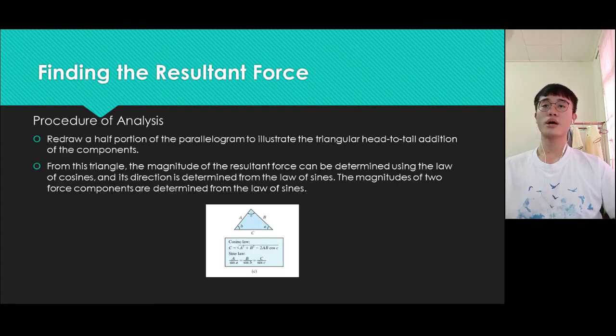Now, I will show you how to find the resultant force. To find the resultant force, we will stick to these two procedures. The first one, we draw a half portion of the parallelogram to illustrate the triangular head-to-tail addition of the components. From this triangle, the magnitude of the resultant force can be determined using the law of cosines, and its direction is determined from the law of sines. The magnitudes of the two force components are determined from the law of sines. The table here shows us the formula of the law of cosines and law of sines.